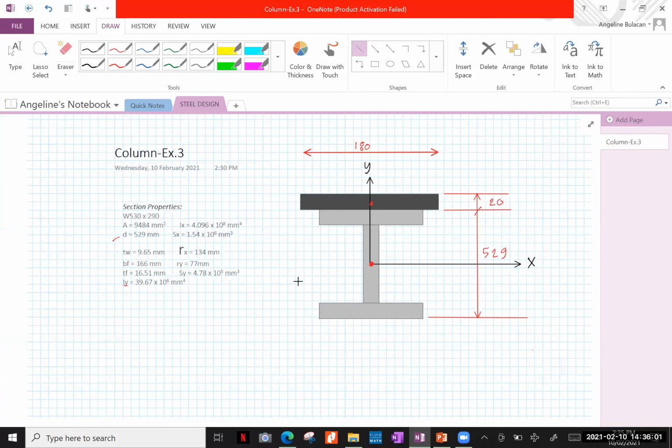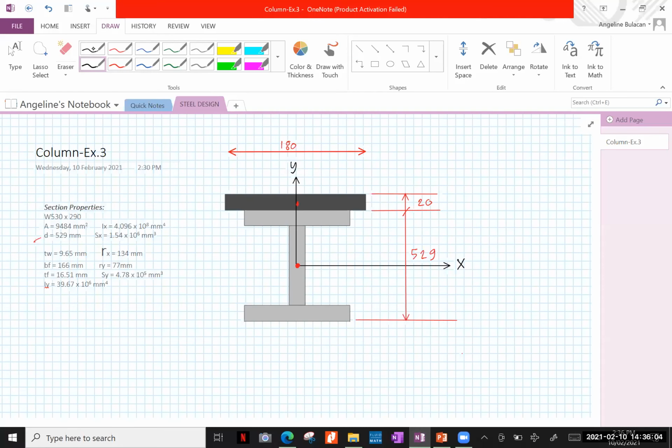So, di ba, using your variance theorem, the total area multiplied by the centroid of the group is equal to the individual area times its individual centroid. Now, all we need to do is just get an origin dito sa section na to.